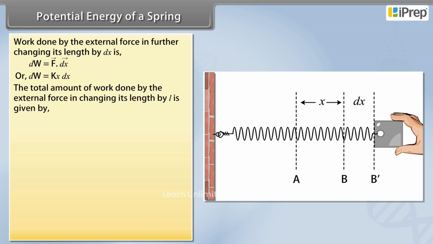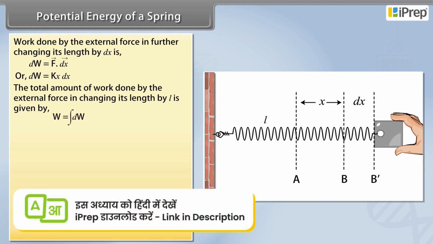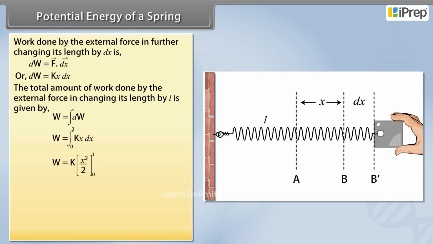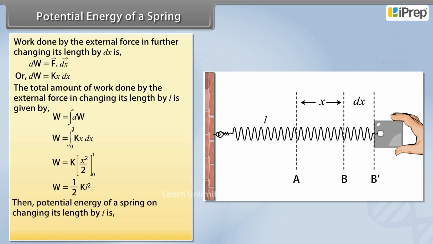Now, the total amount of work done by the external force in changing its length by L is given by W is equal to the integration of dW. By calculating it, we get W is equal to 1 upon 2 KL square. Then, the potential energy of a spring on changing its length by L is: potential energy is equal to W. Potential energy is equal to half KL square.